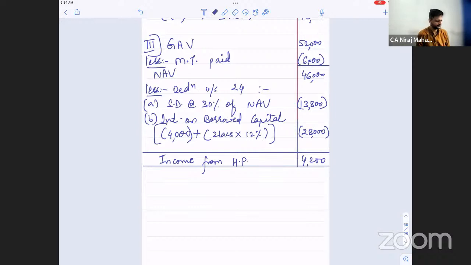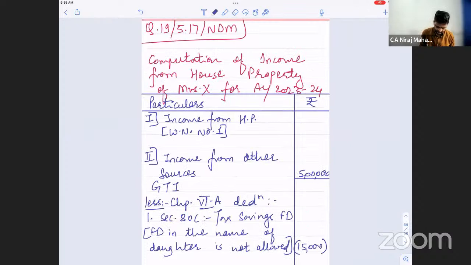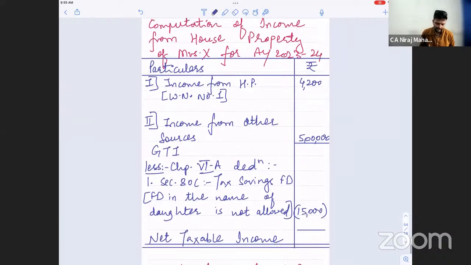Only this was a different part of the answer, no? Correct, I hope. Then we'll go ahead. Put this 4,200 in the main answer. Add that with income from other sources. So 5,04,200. And from that reduce 15,000. So it is 4,89,200, I think. Correct?